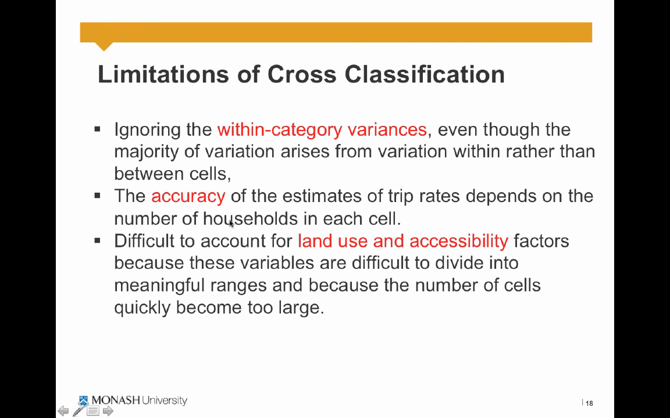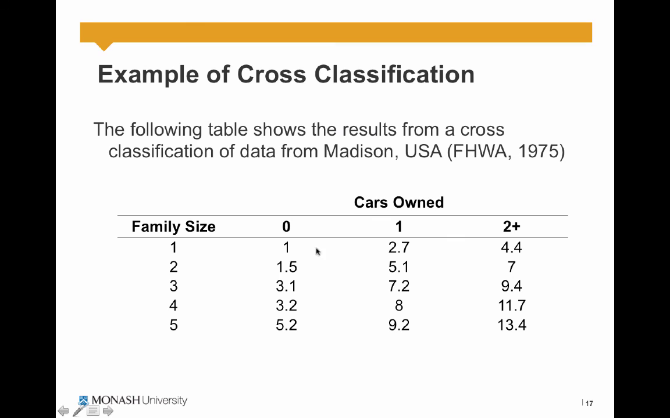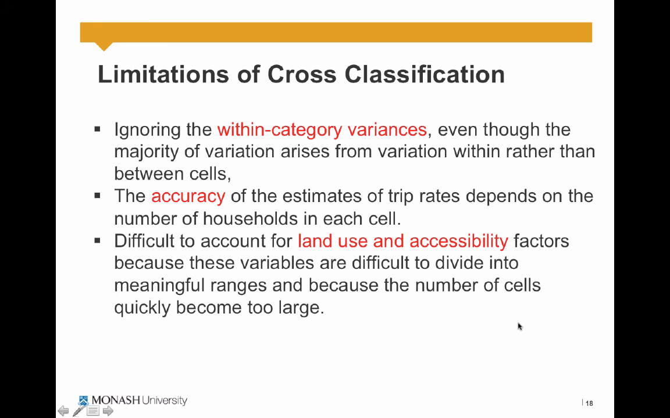The second limitation is related to the accuracy of the estimates of trip rates, because in the cross-classification method, that accuracy only depends on the number of households in each cell. So if we have a small number of households in a cell, for example, for the category that includes families with 5 members and 2 plus cars, if there are only a few households in this category, that number is not really reliable.